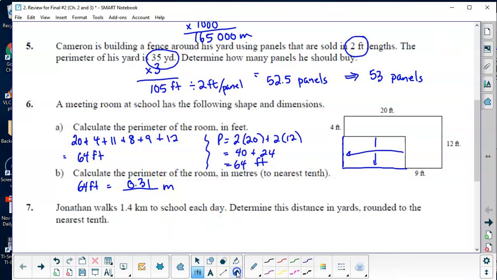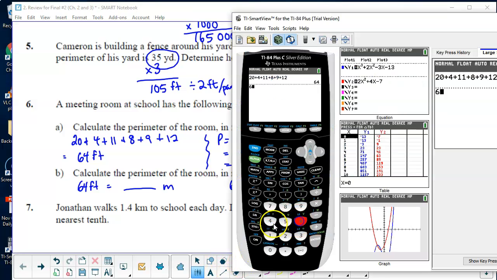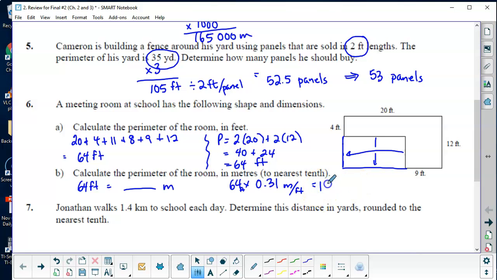1 foot is 0.31 meters. So we want to take 64 and multiply by 0.31 meters. So this is feet, that's meters per foot, so the feet divide out. And we get 64 times 0.31, and that's 19.84. So to the nearest tenth, 19.8.